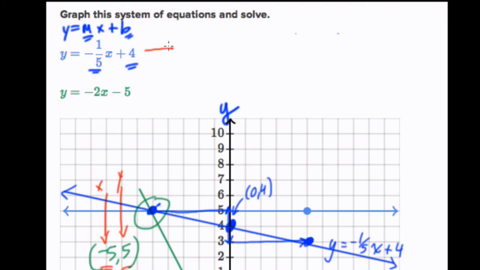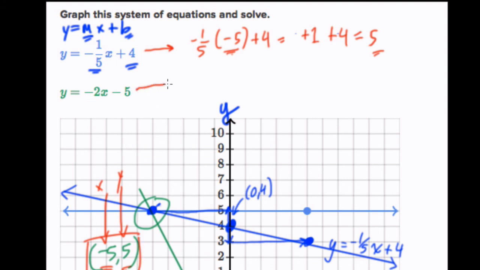So here, in this first one, if I plug in negative 5 for x, I have negative 1/5 x. So that's negative 1/5 times negative 5 plus 4. Negative 1/5 times negative 5, that's positive 1, right? Plus 4 equals 5. So just check this out. We plugged in negative 5 for x, and we got 5 for y. Exactly what the point should do. Let's plug in the next one.